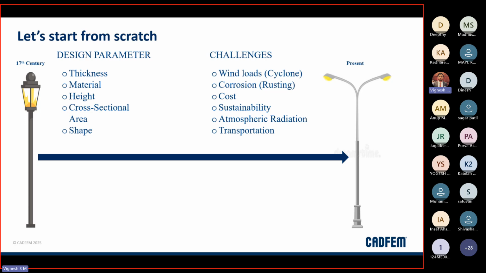Yes, it's required. There are a lot of parameters: thickness, material, height, cross-sectional area, and shape also matters a lot. Nowadays, a street light on the seashore is different from one in a hilly region, or street lights in the streets or on the highway. So there are challenges involved, right? Cost, corrosion, wind loads, sustainability, and also transportation. If it's too long, it's very difficult to transport.